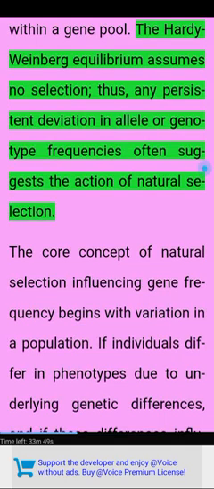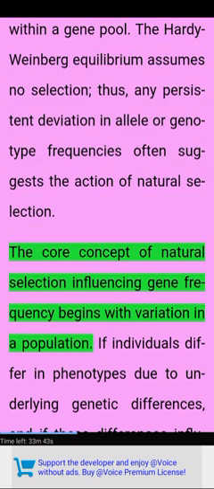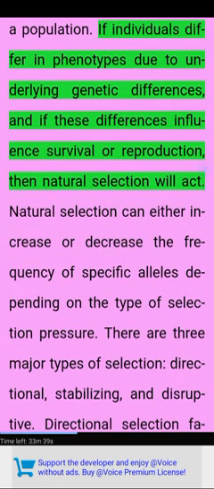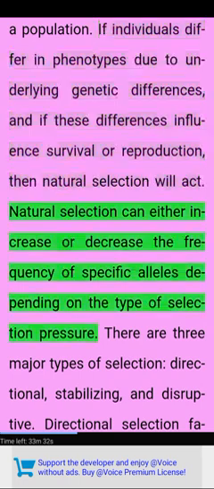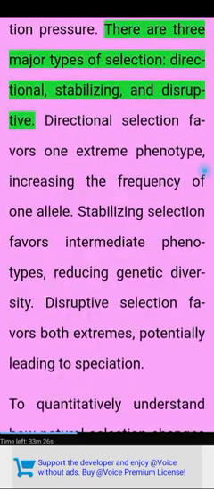The Hardy-Weinberg equilibrium assumes no selection. Thus, any persistent deviation in allele or genotype frequencies often suggests the action of natural selection. The core concept of natural selection influencing gene frequency begins with variation in a population. If individuals differ in phenotypes due to underlying genetic differences, and if these differences influence survival or reproduction, then natural selection will act. Natural selection can either increase or decrease the frequency of specific alleles depending on the type of selection pressure. There are 3 major types of selection: directional, stabilizing, and disruptive.